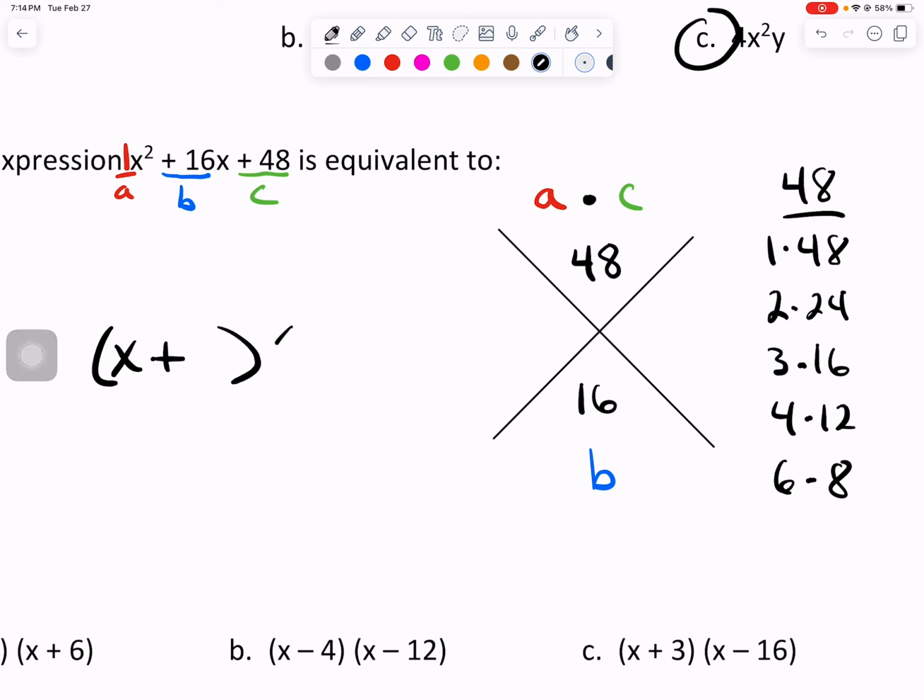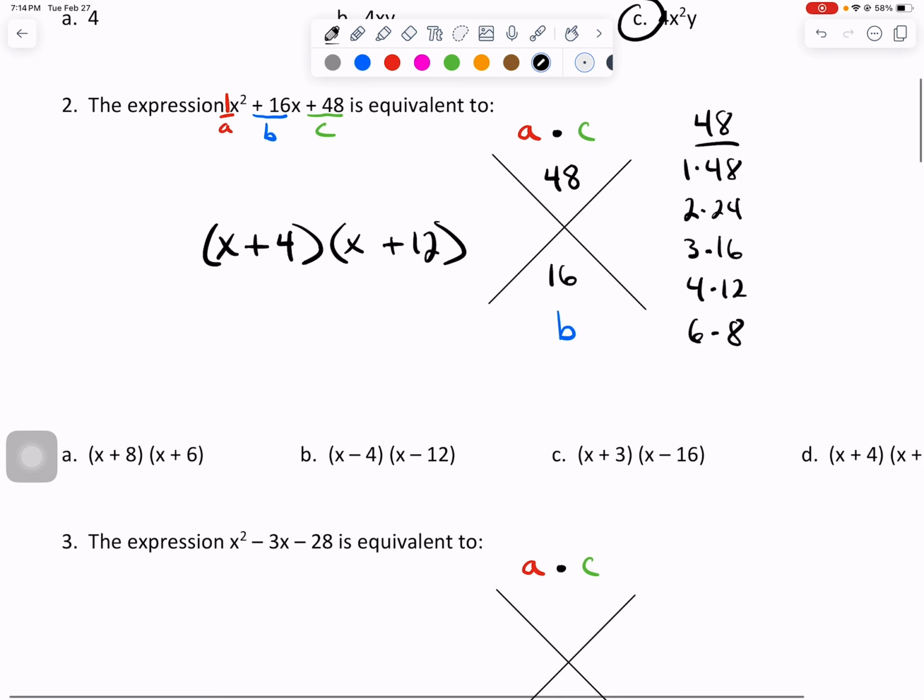X plus something, and then x plus another number. So basically, I will be working with 2 positive numbers combined in order to make 16. Well, 1 plus 48 is 49, 2 plus 24 is 26, 3 plus 16 is 19, but 4 plus 12, I believe we have a winner, is 16. So we can write our answer as x plus 4 and x plus 12.